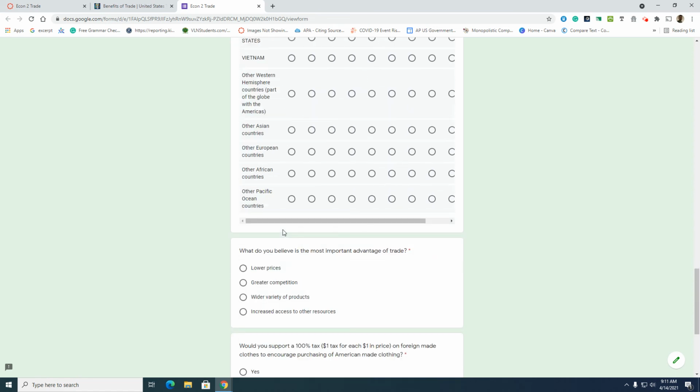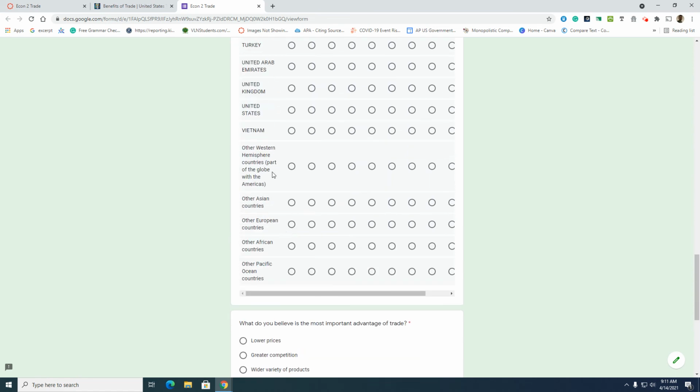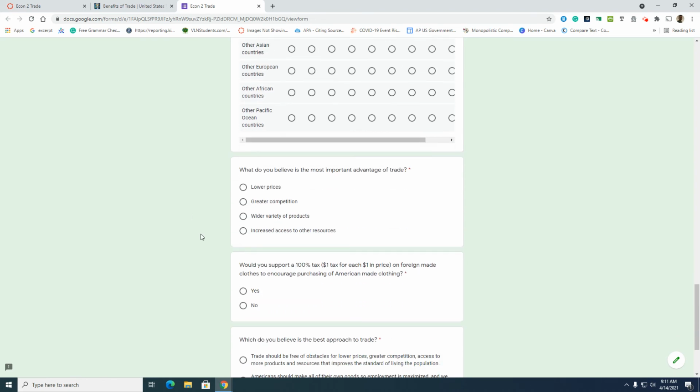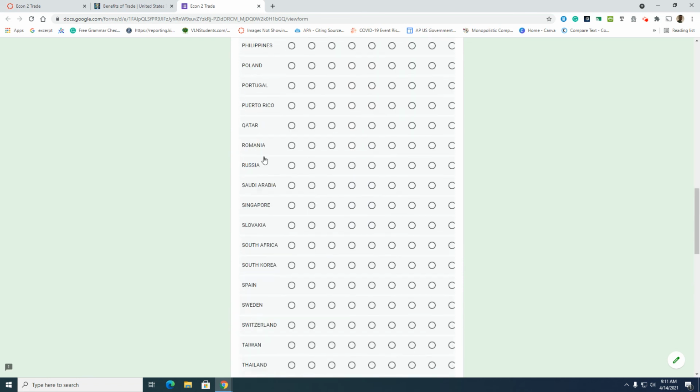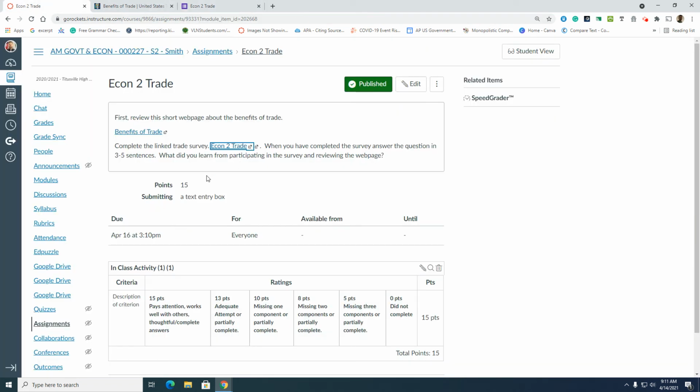And then if you can't find your country in this alphabetical list, if it's in the Western Hemisphere, if it's in Asia, if it's in Europe, if it's in Africa, or if it's in the Pacific Ocean, you can place them in here, because the list only contains the top 50 exporting countries. And then it just has some general questions that you can answer. And then to finish up that activity, you click submit. In the text box, type an answer: what did you learn from participating in the survey and reviewing the web page?